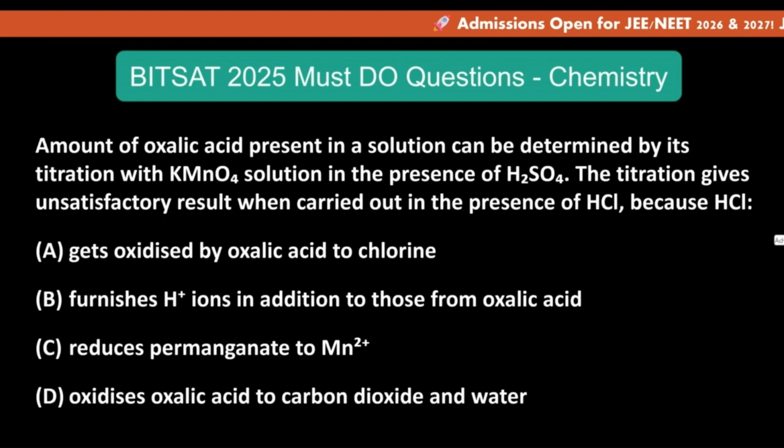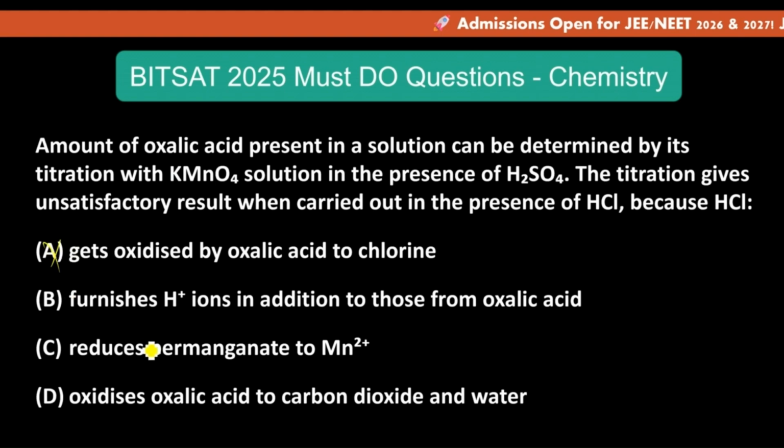Then the next question, the amount of oxalic acid present in the solution can be determined by its titration with KMnO4 in the presence of H2SO4. The titration gives unsatisfactory result when carried out in the presence of HCl. Why is it so? So first of all, the first option says HCl gets oxidized by oxalic acid to chlorine. HCl is not getting oxidized by oxalic acid. Oxalic acid is a reducing agent by itself. Okay, so option A is not the right reason.